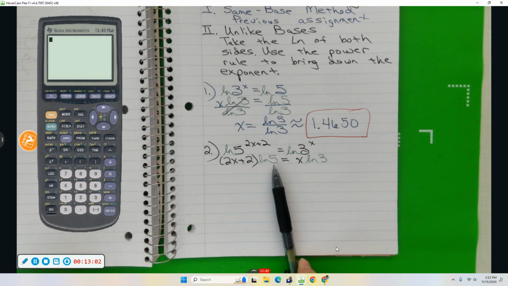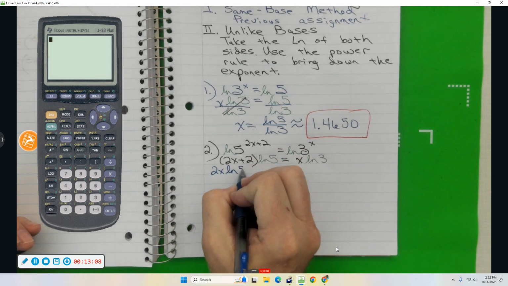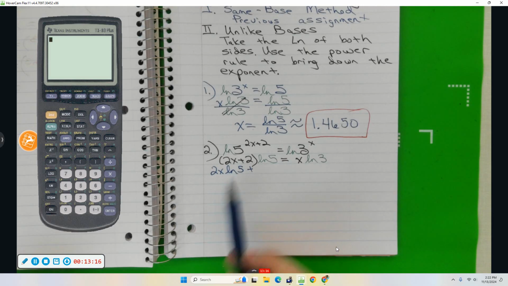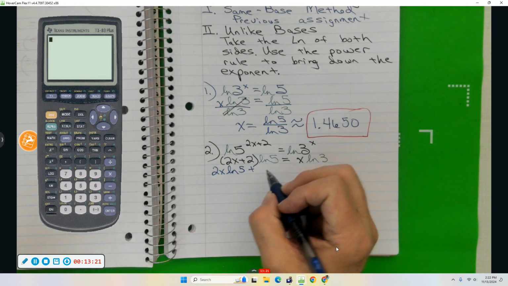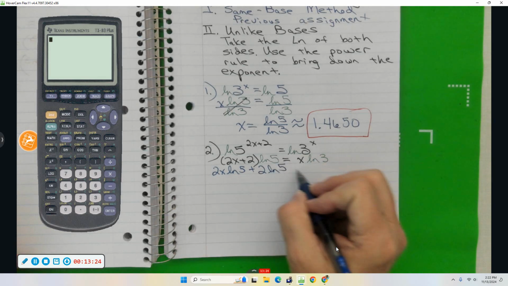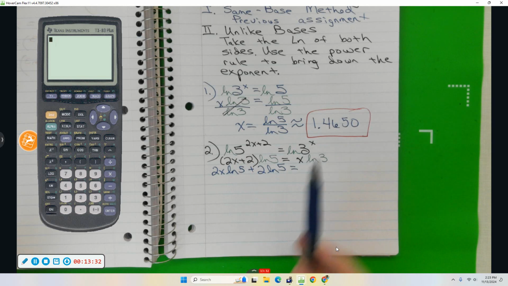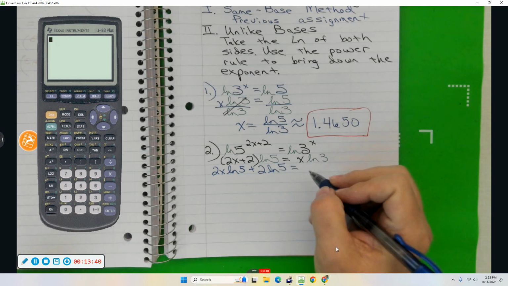2x times ln 5 is just 2x ln 5. No ln 10. It's not ln 10x. It's just 2 times x times ln 5 plus 2 times ln 5 is just 2 ln 5. Don't make it an ln 10. Don't make it an ln 7. You start off with ln 5s and ln 3s. The thing you're going to punch into the calculator should just have ln 5s, and here we have an x ln 3.